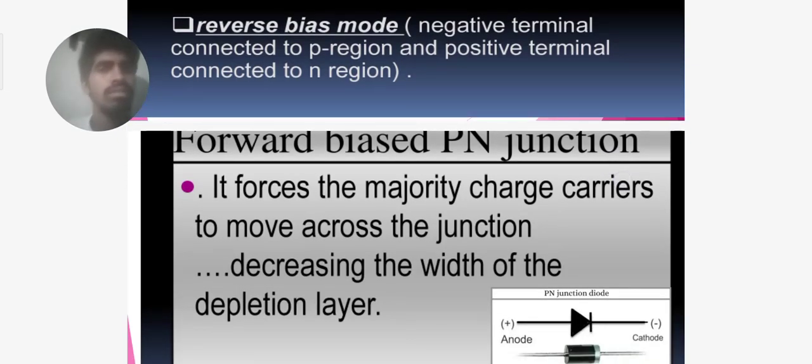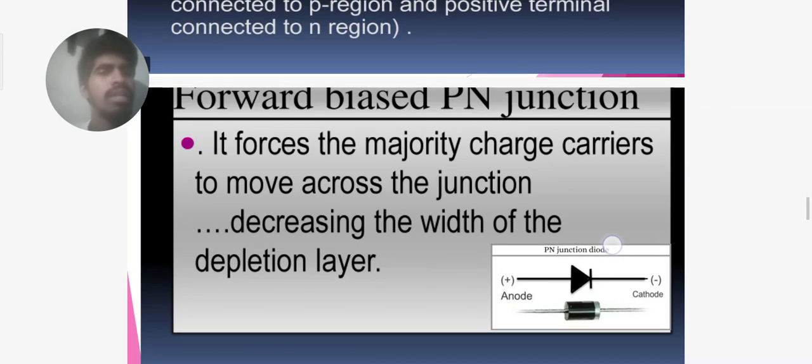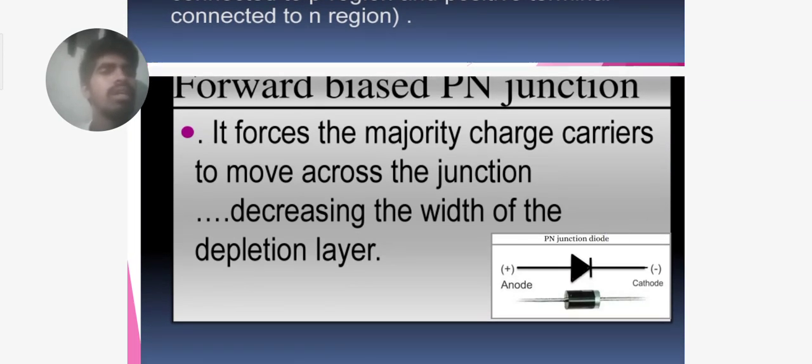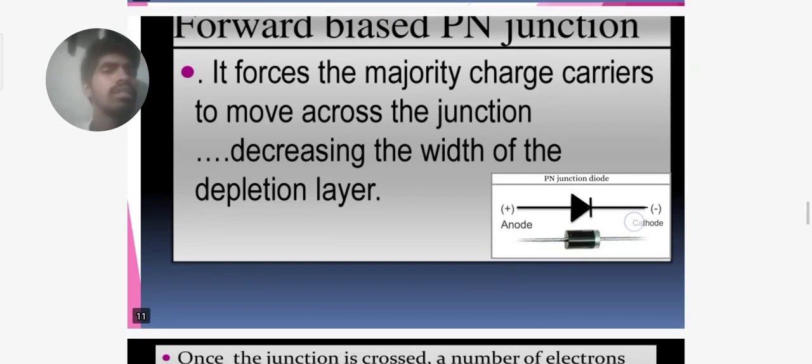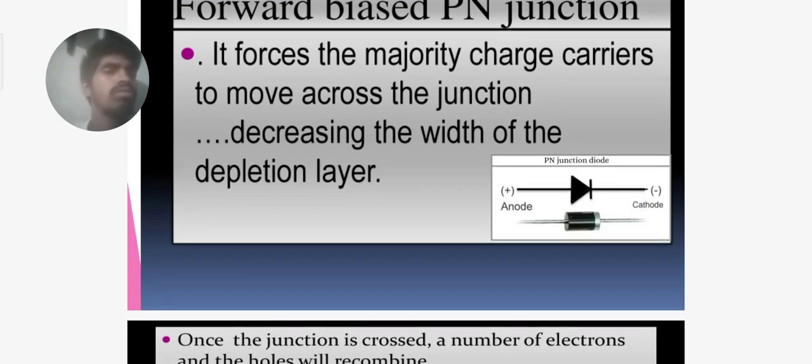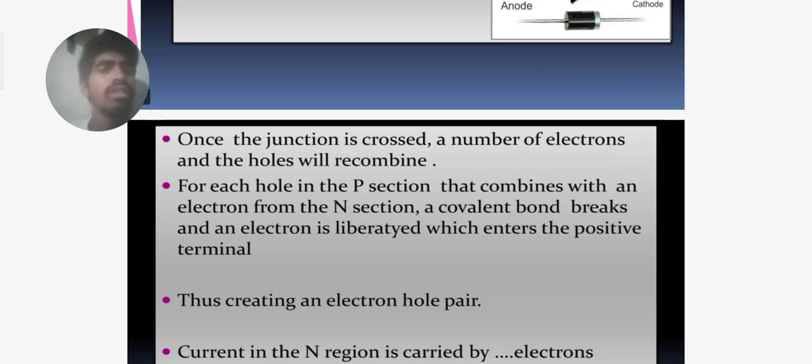So we can see now the forward biased p-n junction. It forces the majority charge carriers to move across the junction, decreasing the width of the depletion region. So we can observe here the p-n junction diagram, anode and cathode. Once the junction is crossed, a number of electrons and holes will recombine.